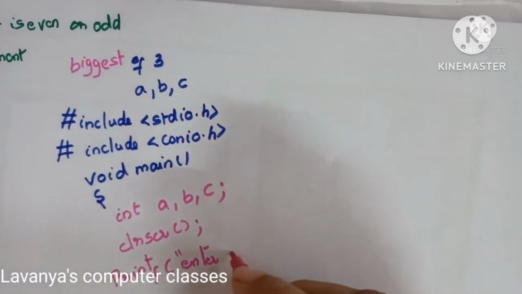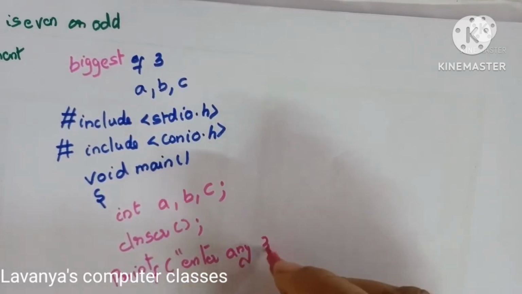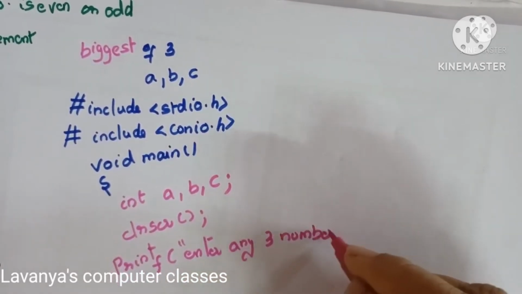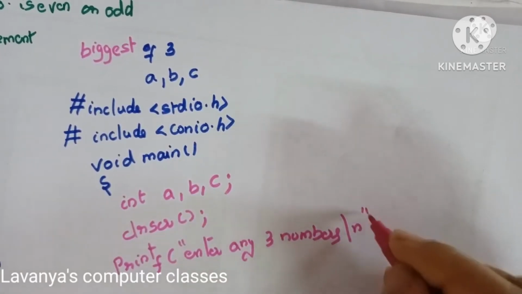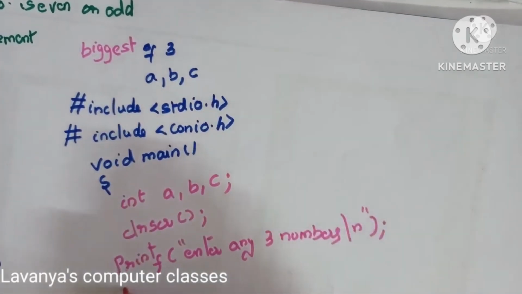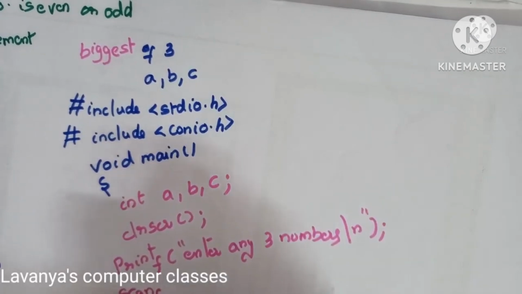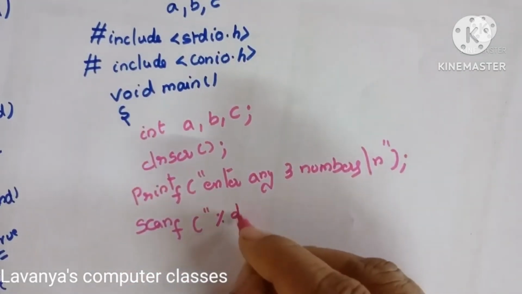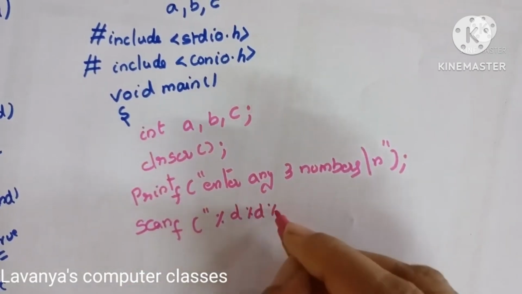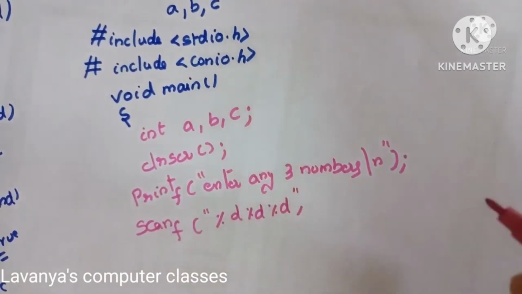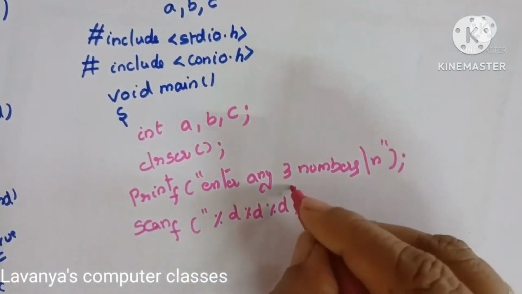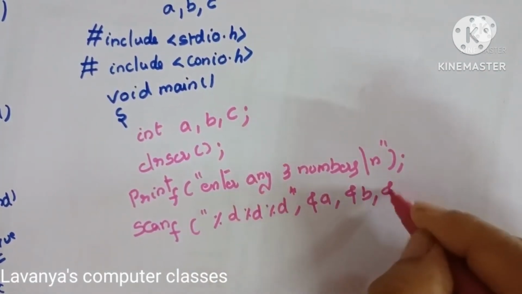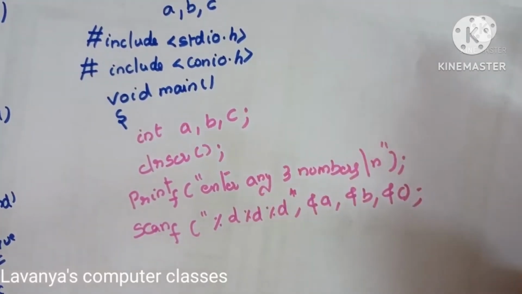Enter any 3 numbers, because the program is biggest of 3 numbers. \n is for next line. Then scanf. All 3 are integer numbers, so we need one format specification, that is %d. How many numbers are there? 3 numbers, 3 %d symbols: %d %d %d, with &a, &b, &c. So the input section is over.